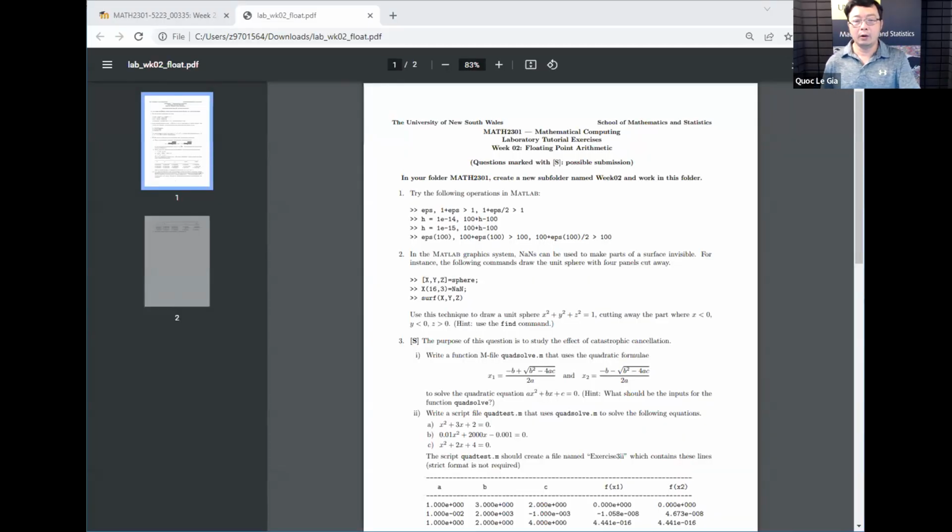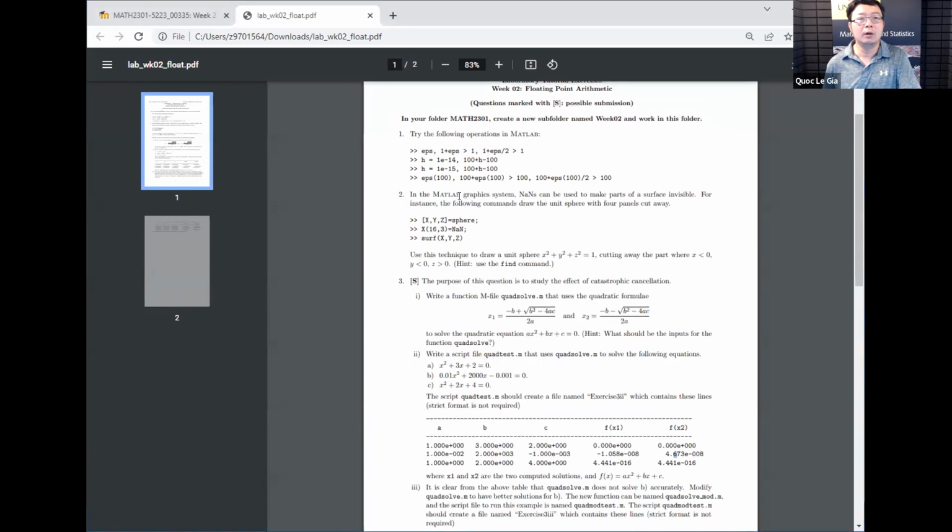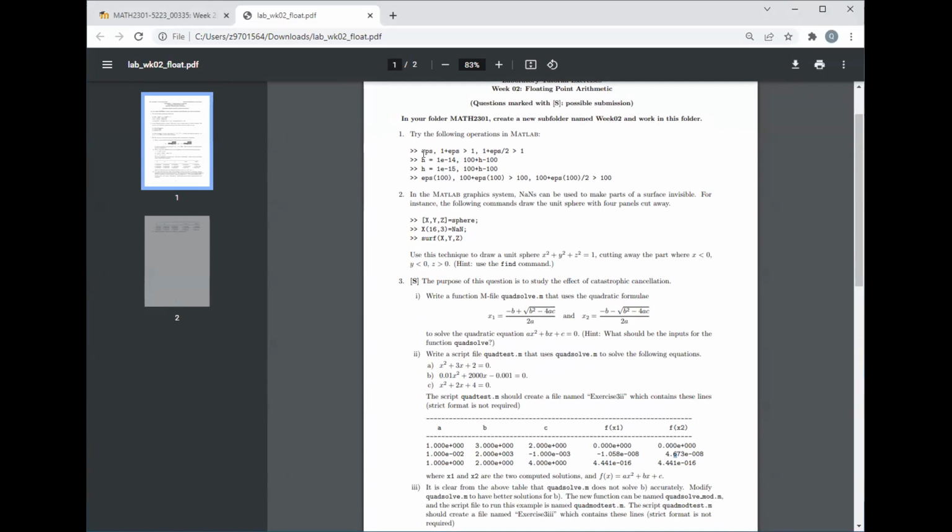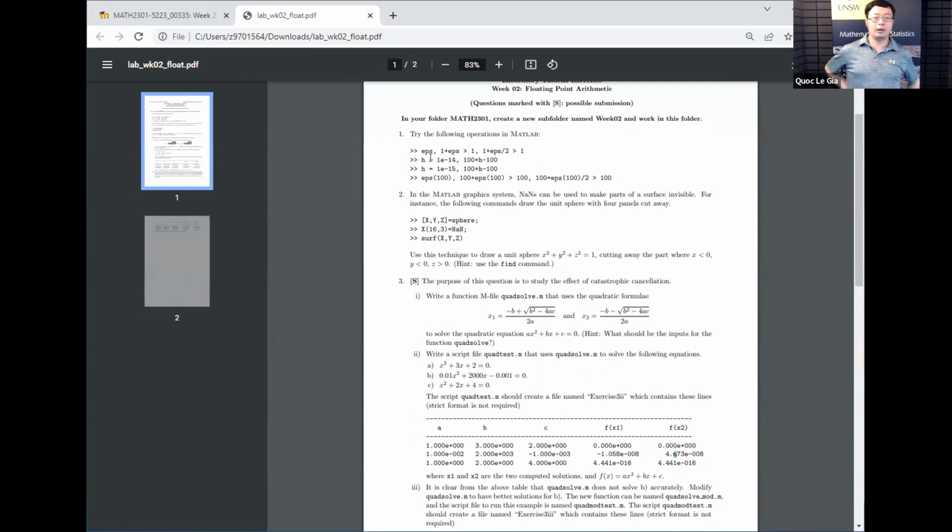So today we are going to do the lab for week 2. If you go to Moodle, you will see that this is the set of problems. Please have your MATLAB ready with you. Now we can try the commands listed in the question.